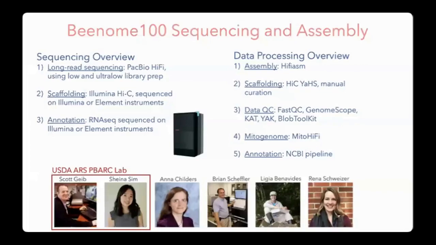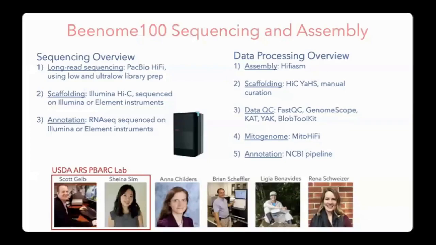To generate gold standard reference quality genomes, we aim to sequence all species using 3 different approaches. PacBio Hi-Fi is being done for the main genome assembly. The recent development of low and ultra-low library preparation kits has enabled us to use small amounts of tissue. In most cases, only single specimens are needed, or even parts of specimens, for adequate Hi-Fi sequencing. For scaffolding and genome curation, we are generating Illumina Hi-C sequence data. And finally, for annotation, we are doing RNA-seq, preferably using multiple libraries from different tissues.